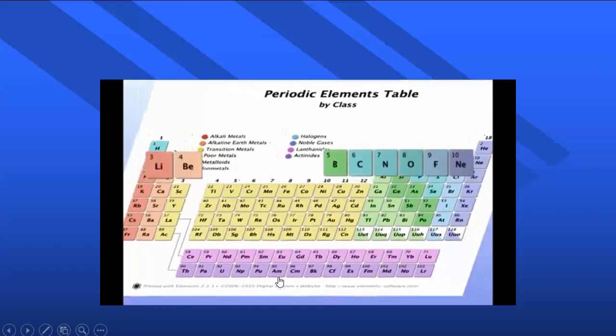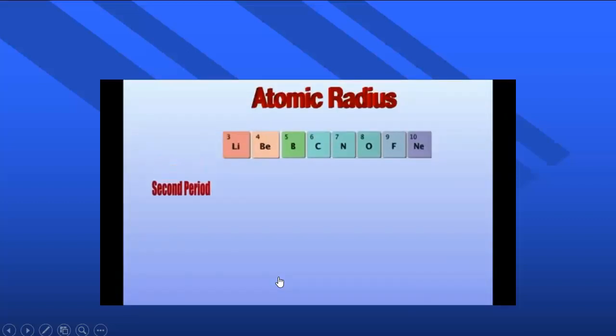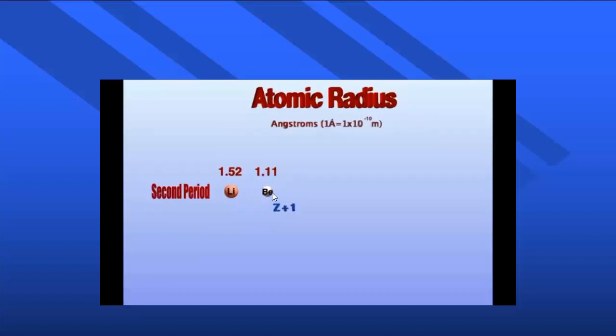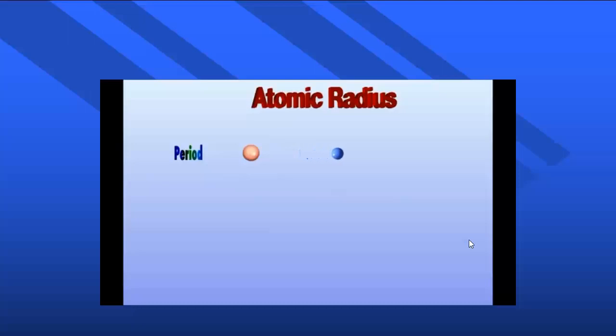As you go from left to right, the electrons can't get any further away because they're all in the second energy level. But the nucleus is getting bigger. As the nucleus gets bigger, its effective nuclear force is stronger. Therefore, the electrons get closer to it. So as you go from left to right, generally speaking, the atomic radius decreases. As you go down, the atomic radius increases.